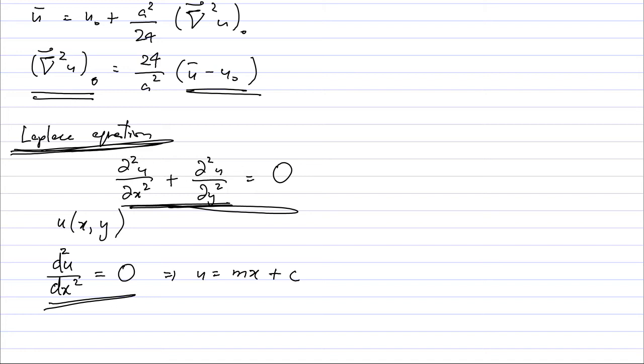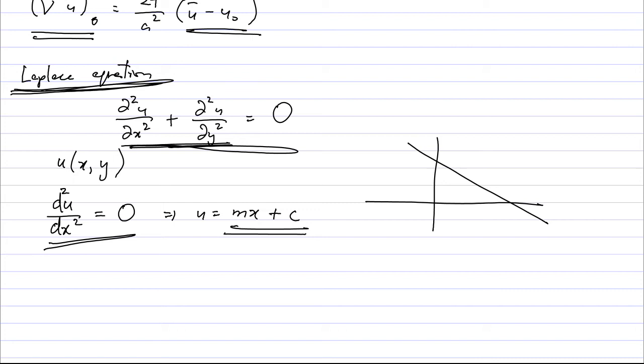Of course, it depends on what the values of m and c are, but you have a straight line as your solution. Here it does contain two constants that you can find by specifying some initial or boundary conditions. But the important thing to note for us is that there are no local extrema, maxima or minima, in the solution in 1D, because a straight line is not going to have a local extrema.